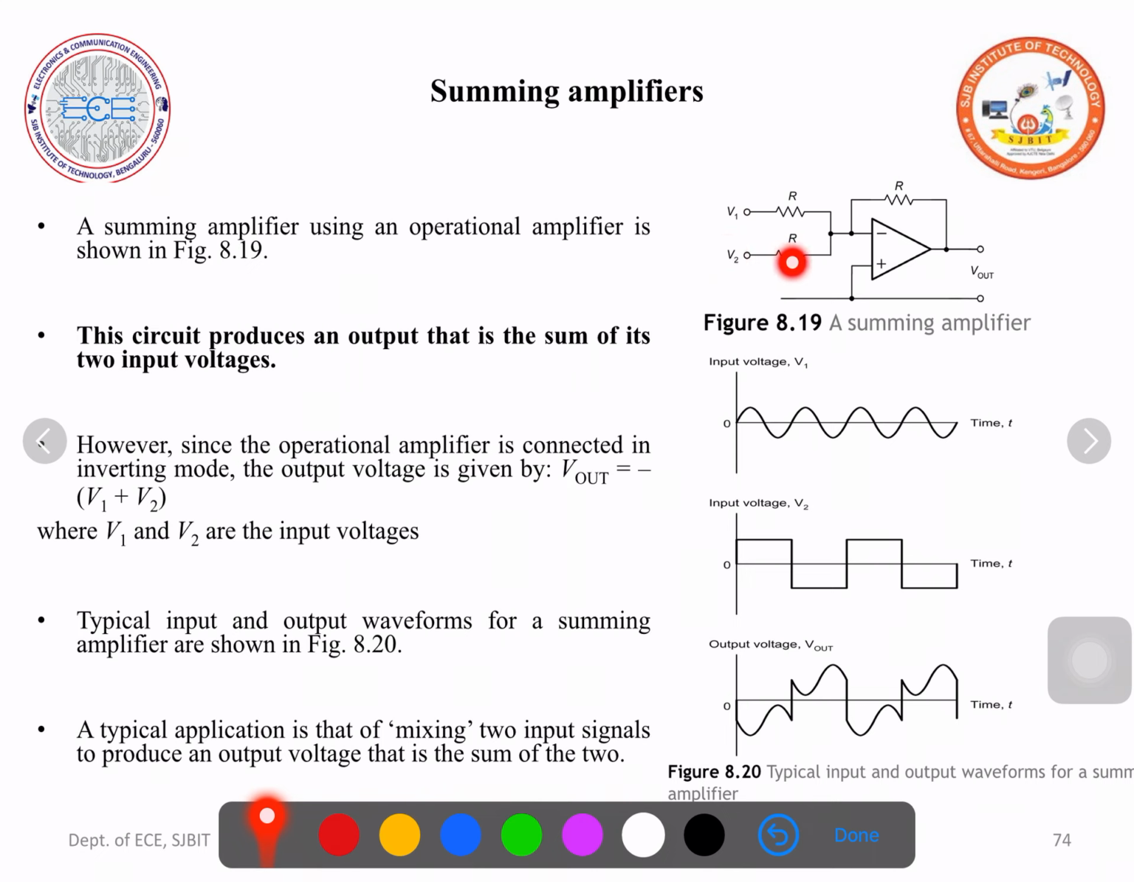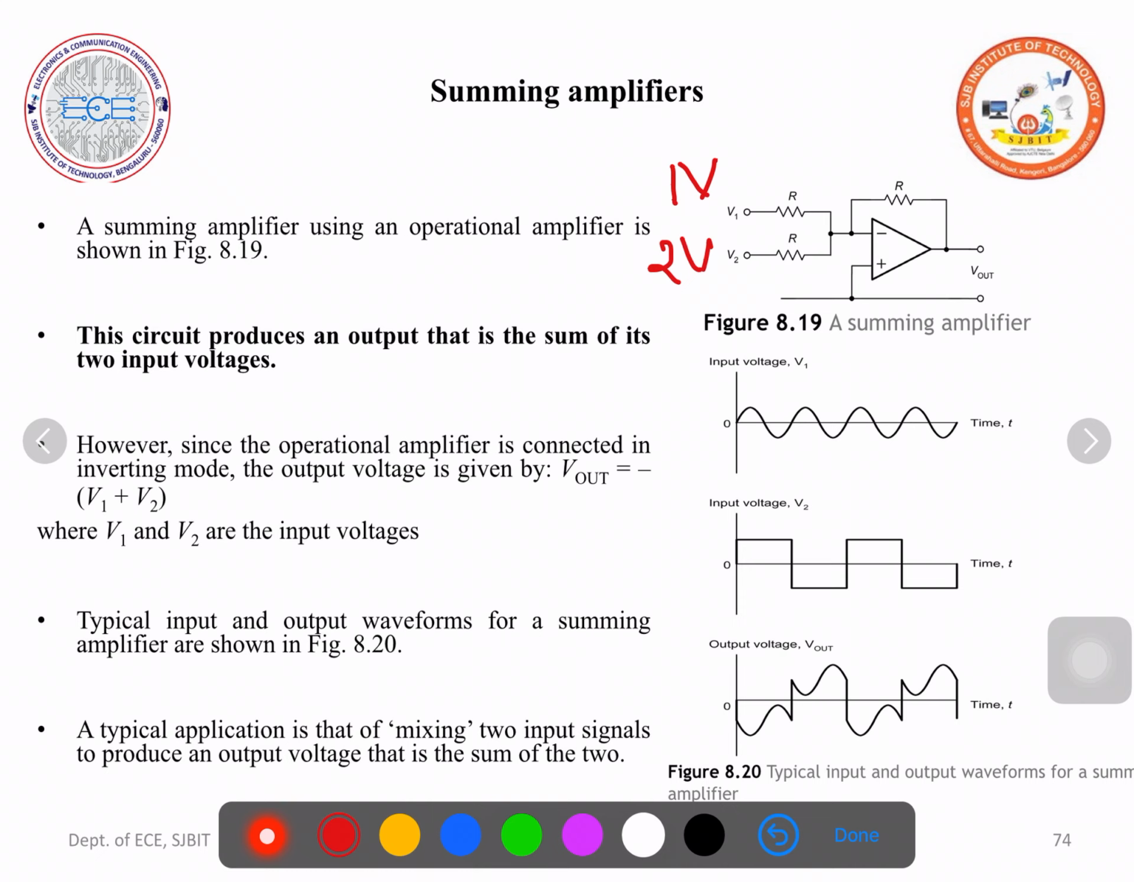So let us consider two input voltages V1 and V2 applied through the resistances R to the inverting terminal, and there is a feedback from the output to the inverting terminal through a feedback resistance R. Here they have selected all the resistance values as the same value. Now we will go for a simple example. 1 volt we will apply to V1, 2 volts at V2. It is an adder circuit or a summing amplifier.